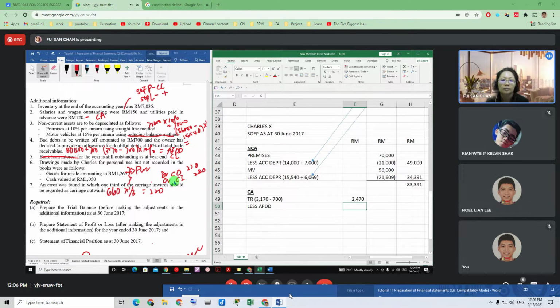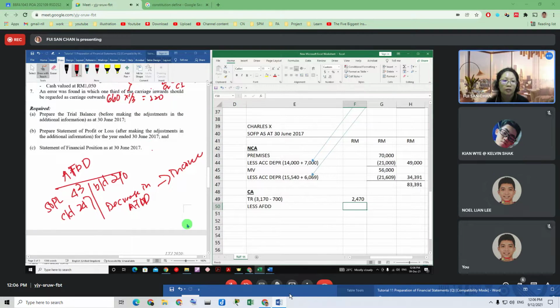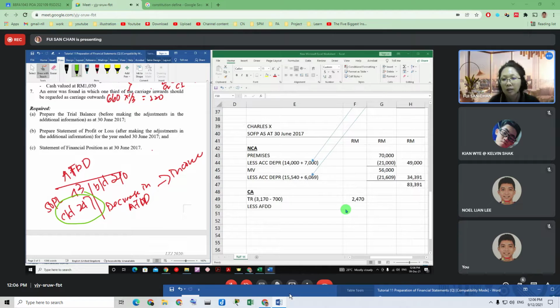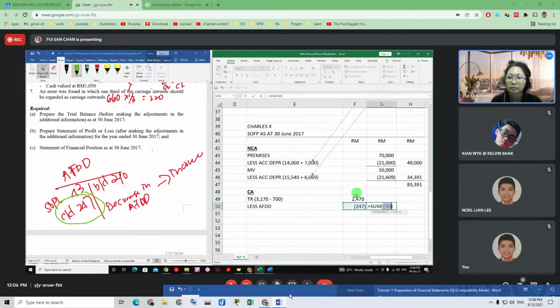We look at 247, isn't it? Correct? 247, we take the balance CD. All the balance CD will be in your SOFP, so minus 247. Then this is our net trade receivable.